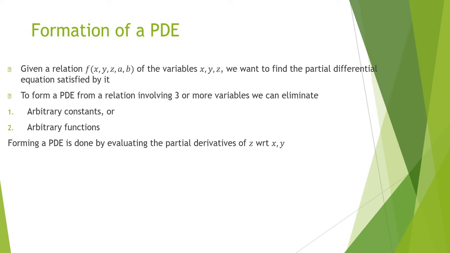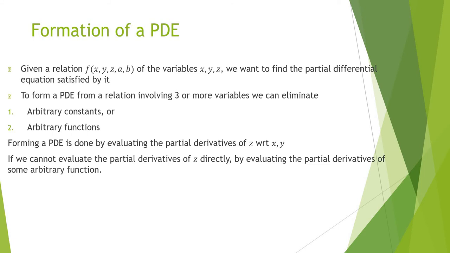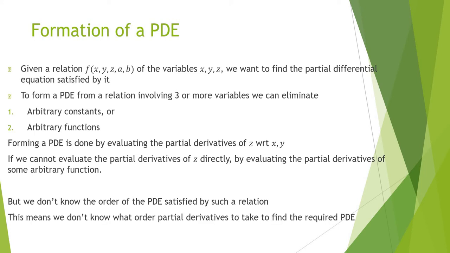To form the PDE, we'll evaluate the partial derivatives of z with respect to x and y. Then see if we can write down an equation involving only z, x, y, and the partial derivatives. In cases where we cannot evaluate the partial derivatives of z directly, we'll evaluate the partial derivatives of some arbitrary function. But the problem we face is we don't know beforehand what is the order of the PDE satisfied by some general relation. This means we don't know what order partial derivatives to take to find the required PDE.